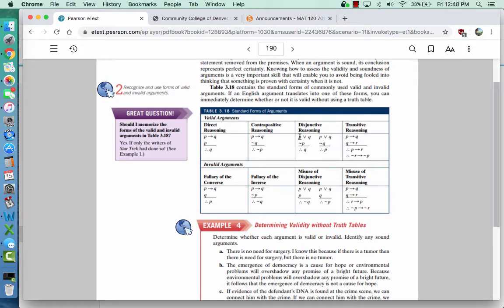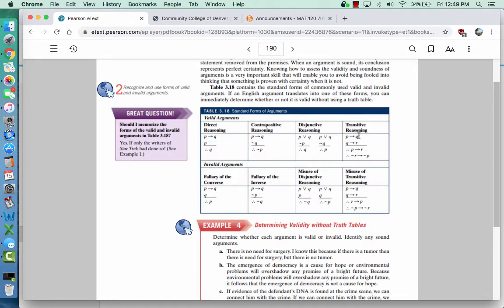Keep in mind that when we assume that P or Q is true, that means that at least one of these statements is true. It could be just P being true or just Q being true, or both could be true. That's a truth value, something we went over in a previous section.